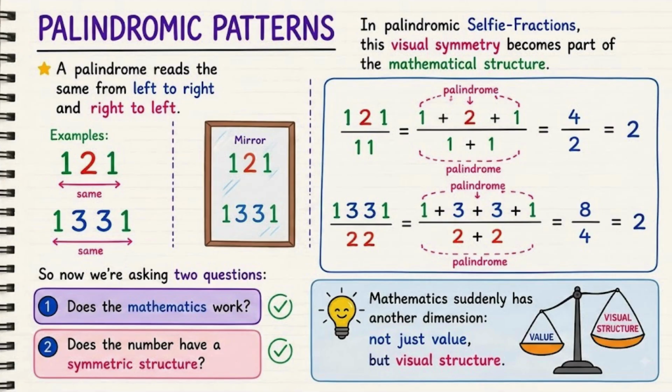Now, let's bring another beautiful mathematical idea into the picture. Symmetry. A palindrome has a special property. It reads the same from left to right and right to left. For instance, 121 or 1331. In palindromic selfie fractions, this visual symmetry becomes part of the mathematical structure. So, now we are asking two questions. Does the mathematics work? And does the number have a symmetric structure? Mathematics suddenly has another dimension, not just value, but visual structure.